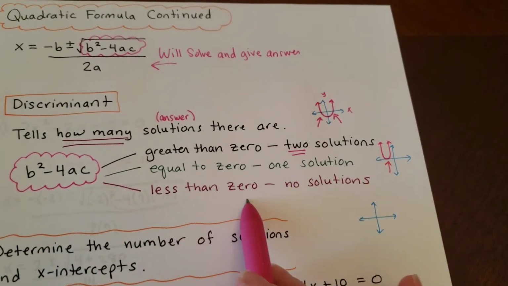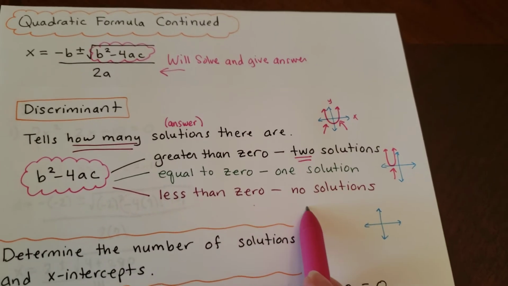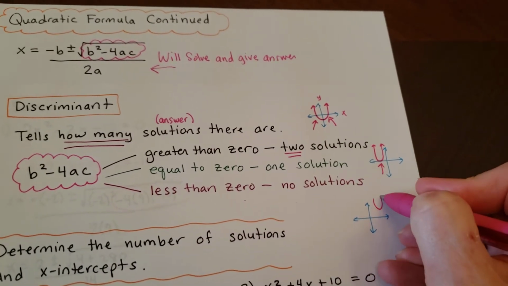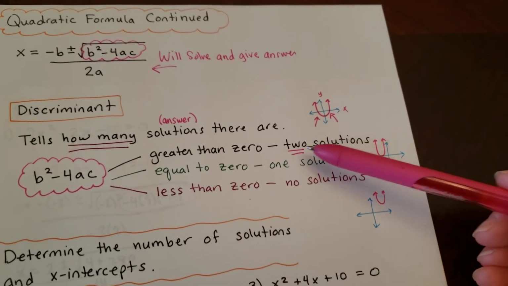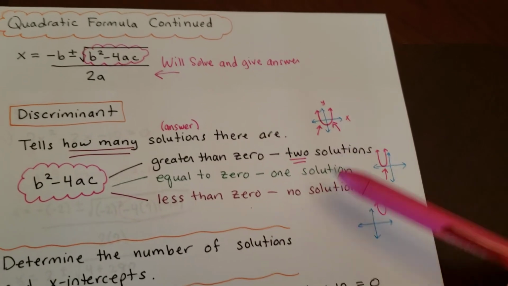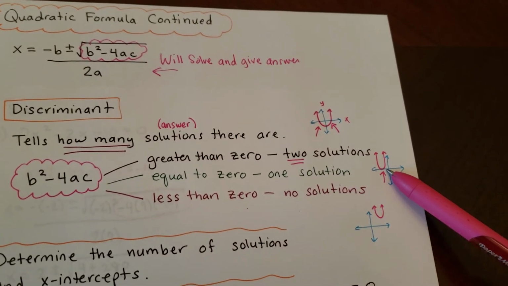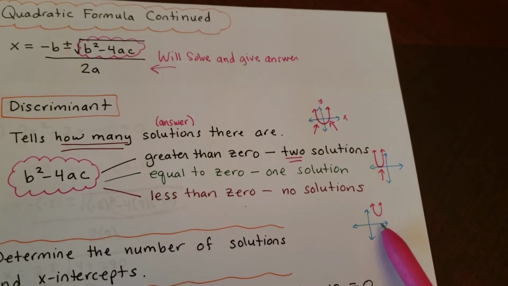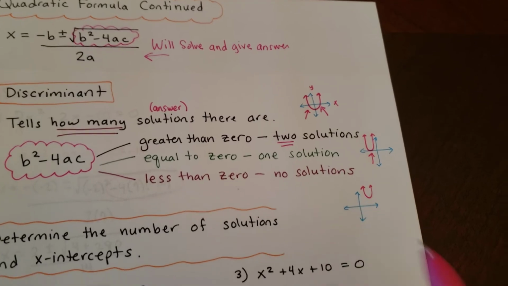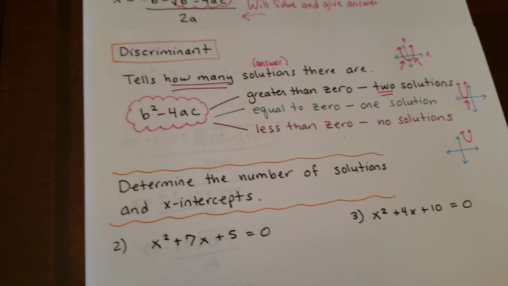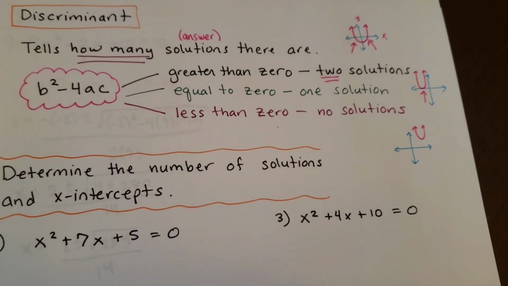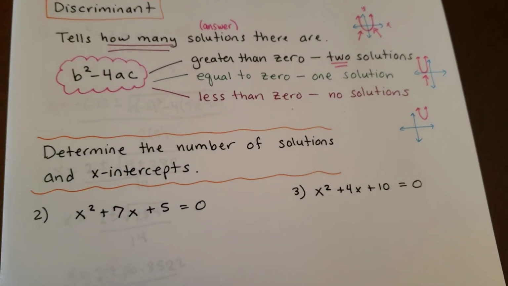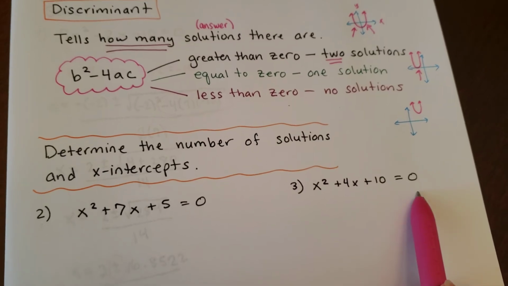And then if you get a number less than 0 or negative, it means you have no solutions. So it means your graph does not hit the x at all. So this is kind of the same thing. Two solutions, two x-intercepts, one solution, one x-intercept, no solutions, no x-intercepts. So I'm going to do a couple of these so you can see how it looks. The directions will be a little different as well because it will say to find the number of solutions. So you still want to make sure that it equals 0 like it does for quadratic.